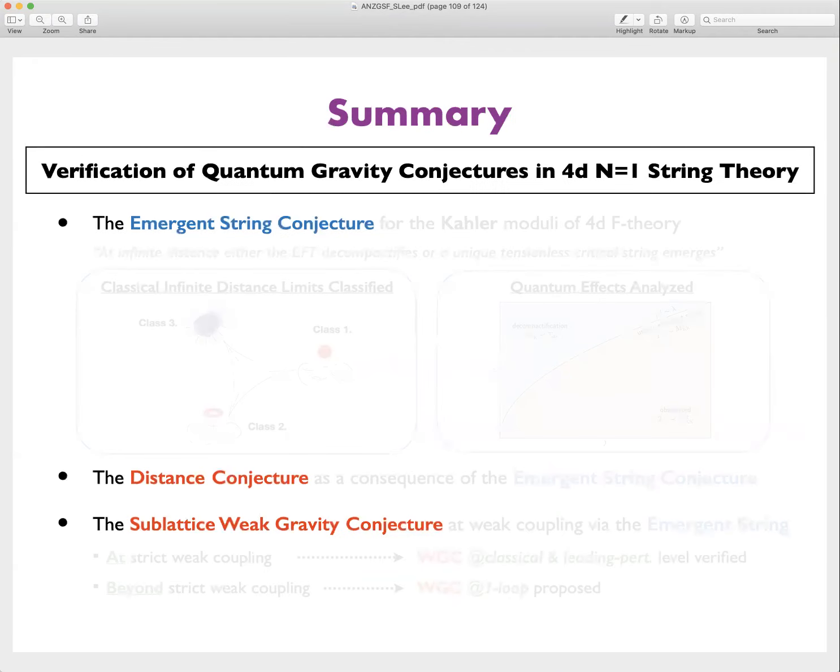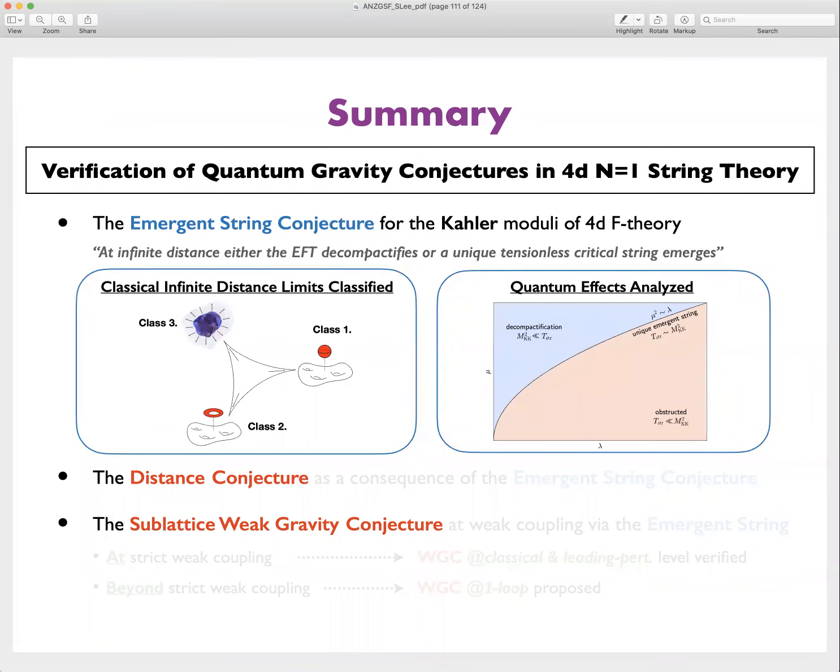So, summary: we have verified some of the quantum gravity conjectures in 4-dimensional N=1 string theory. We started off by addressing the emergent string conjecture for the Kahler moduli limits of F theory. In other words, we've confirmed that at infinite distance, either the theory decompactifies or a unique tensionless string emerges, by analyzing both the classical and the quantum geometry of the compact internal space. The distance conjecture has then followed as a direct consequence of this phenomenon. And furthermore, the strong form of the weak gravity conjecture has also been addressed at weak coupling via the excitations of the emergent string.